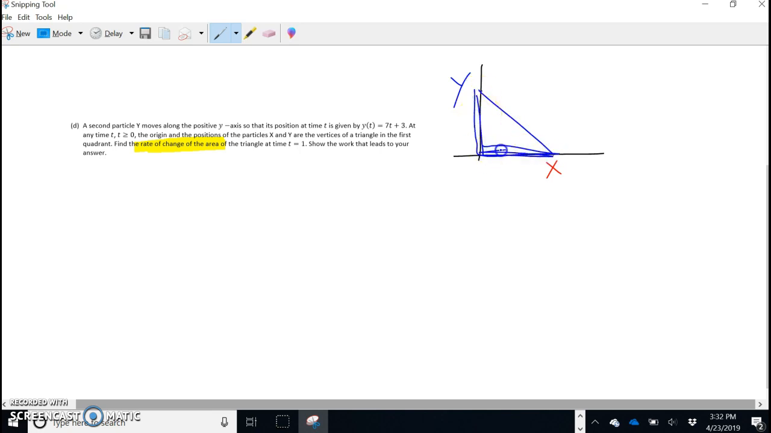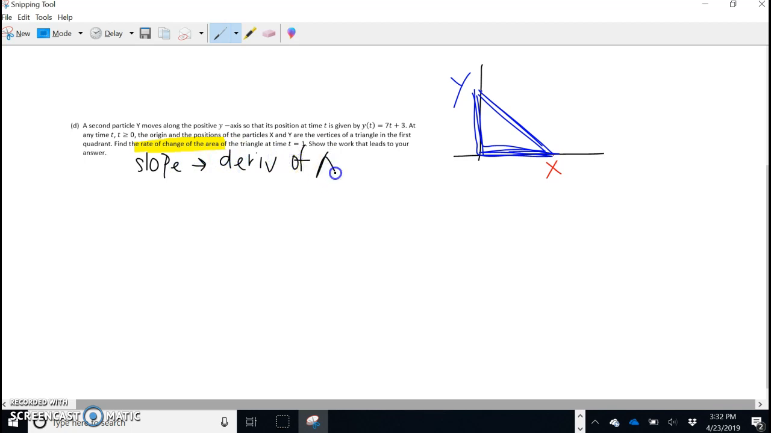At any time, you can see that the origin and those 2 points form a really nice triangle right here, in quadrant 1. What we want to try and do here is uncover the rate of change of the area of that triangle. We've talked about this a lot. When we see that word rate, we think of the word slope. And when we think of slopes in calculus, we know we're being asked about derivatives.